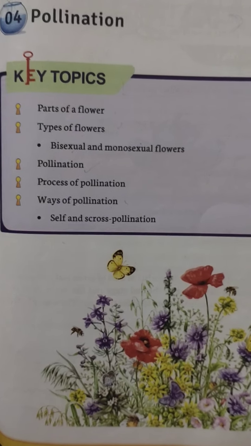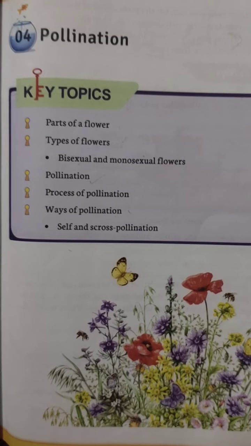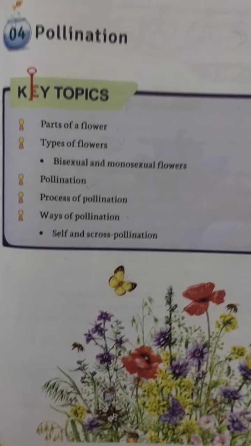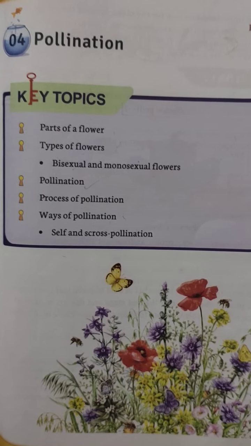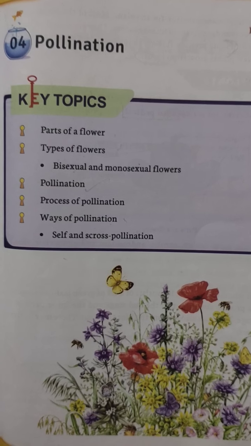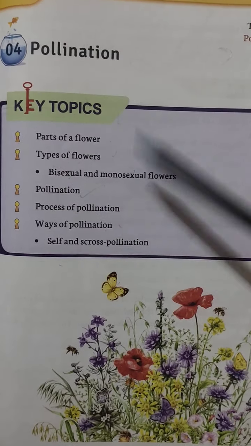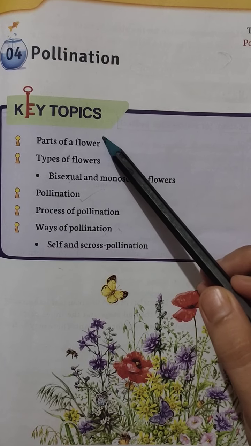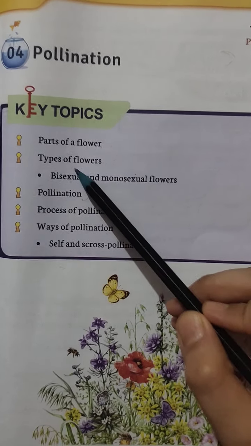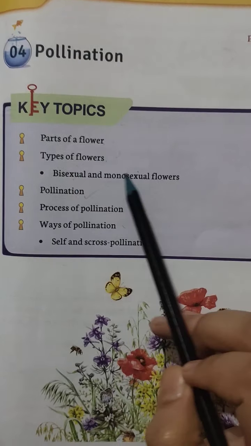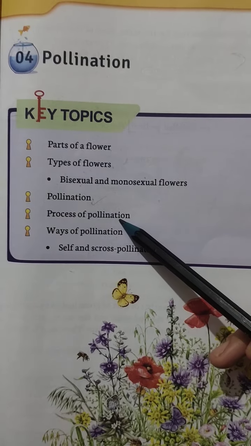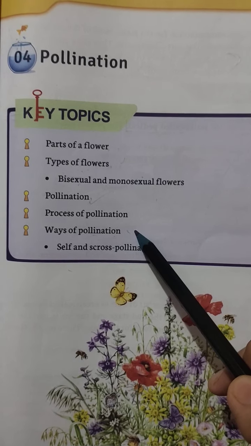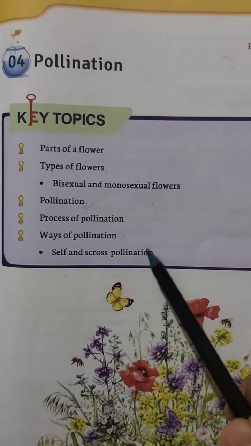Good morning, students. This video is for class 5 students, science subject, chapter number 4, pollination. In this chapter, we are going to study about these topics. The topics are parts of a flower, types of flower, that is bisexual and monosexual flowers, pollination, the process of pollination, and the ways of pollination, that is self and cross pollination.